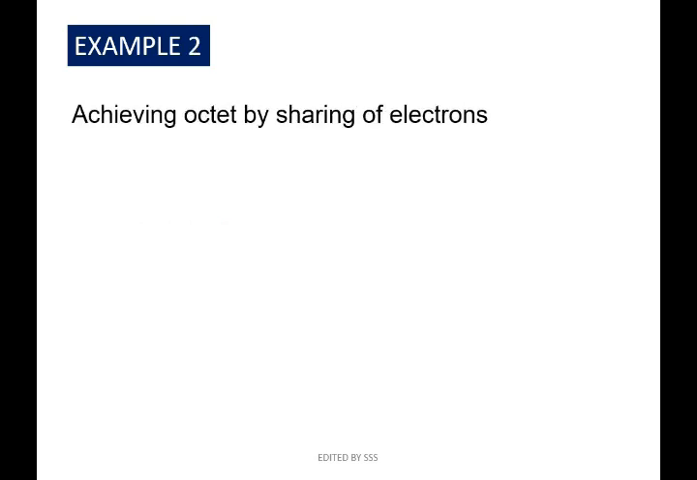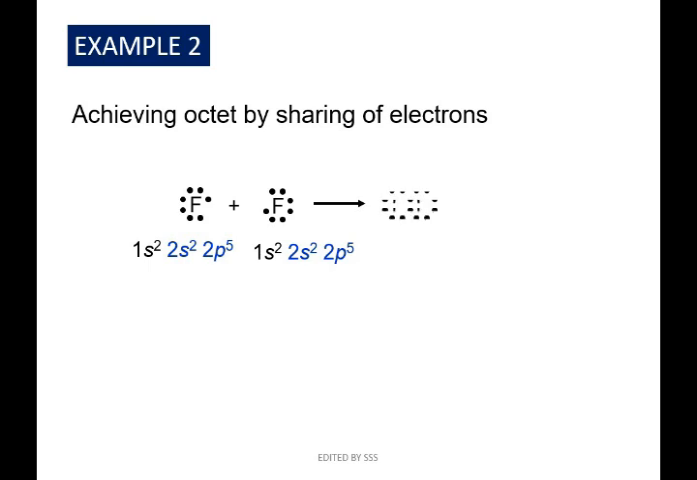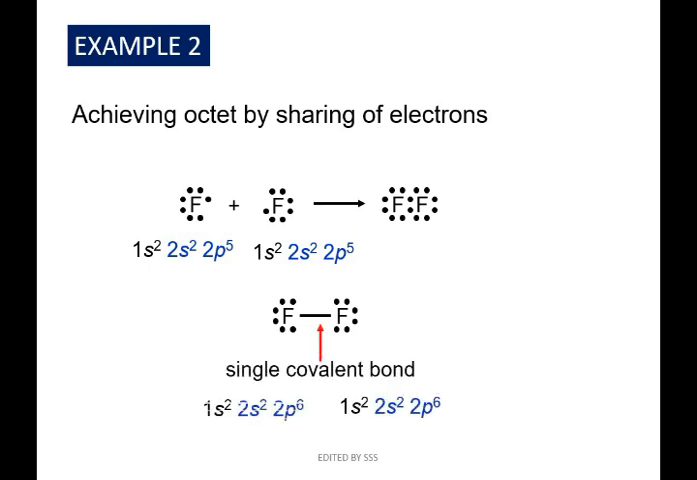Achieving octet by sharing of electrons. We have 2 fluorine atoms coming together. They have 7 valence electrons in the outer shell. When they come together to form a chemical bond, both fluorine atoms have 8 electrons in the outer shell. Now both fluorine atoms have a completed octet.